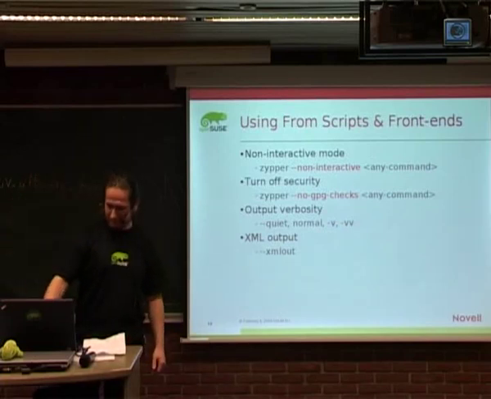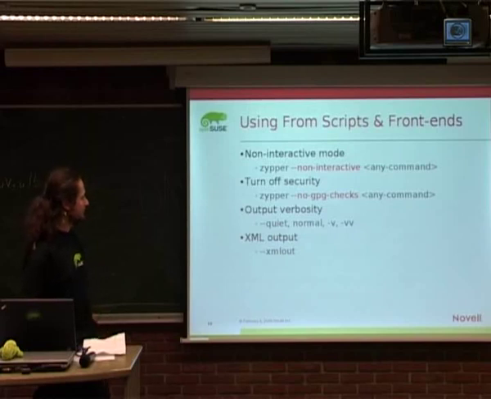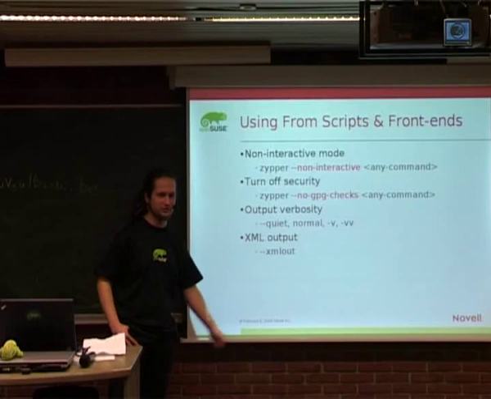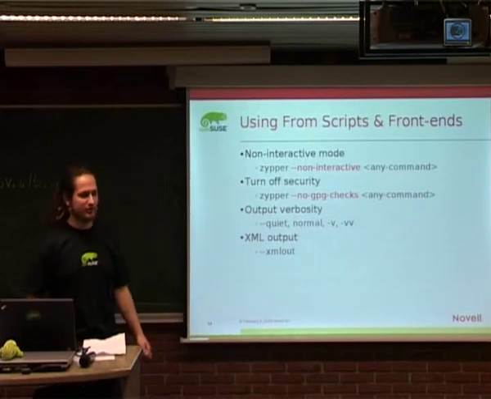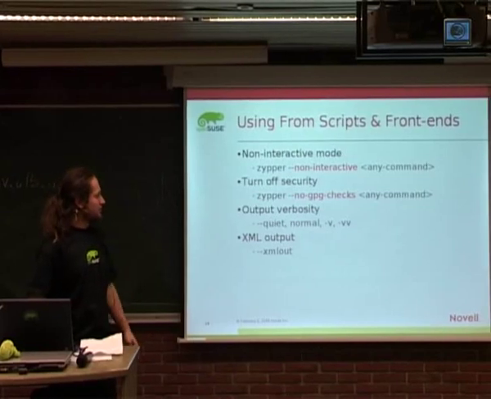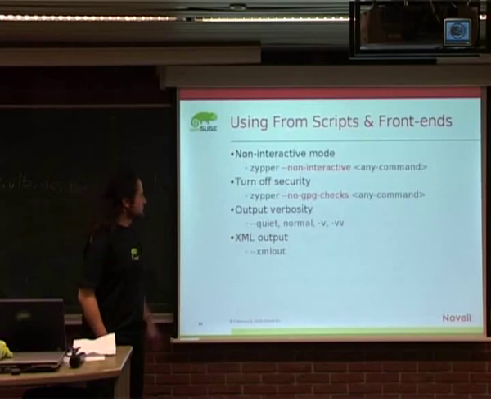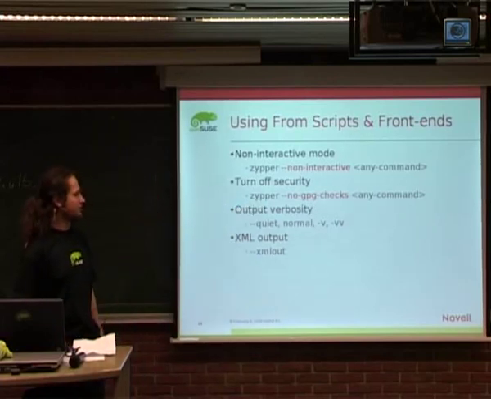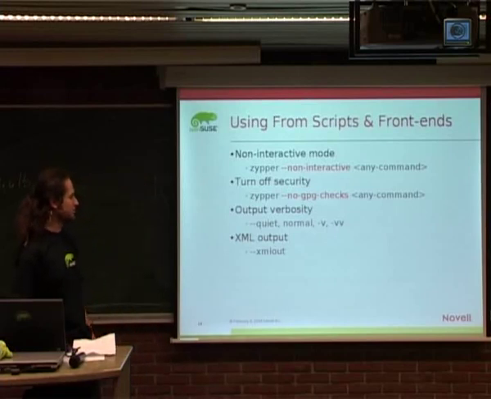One of the nice things about Zypper is that you can use it from scripts and front ends. There are several things enabling this. For example, the non-interactive mode, in which you can specify this global option to any command, and Zypper won't ask for confirmation or for any user input on standard input, and it will use default answers automatically. This option can be useful if you are working, for example, with your own repositories and you want to avoid questions or prompts like whether you want to import a new repository key to the database, RPM file checks and so on.